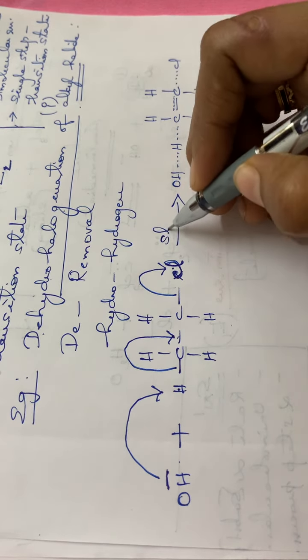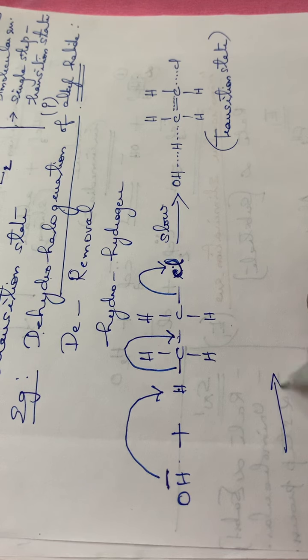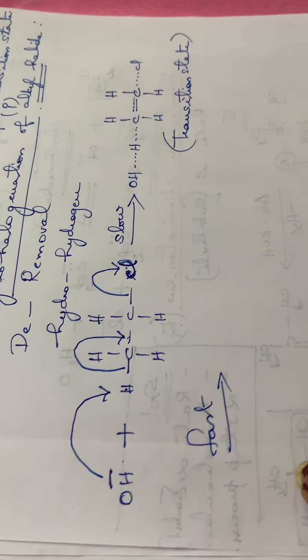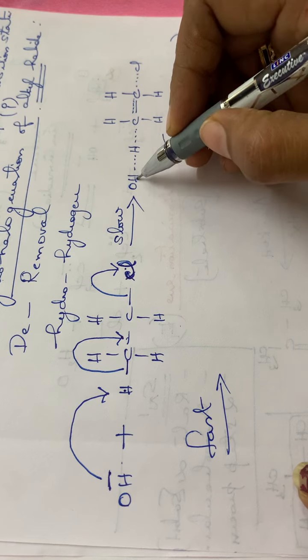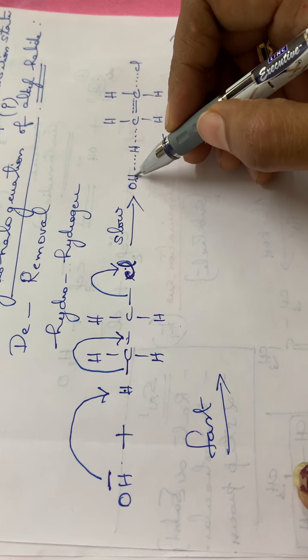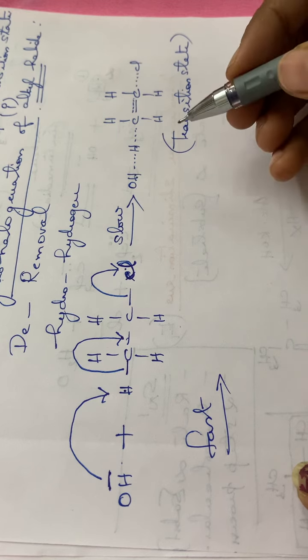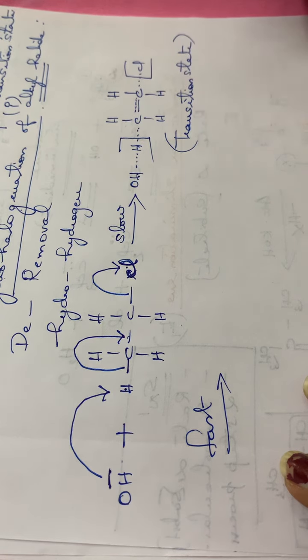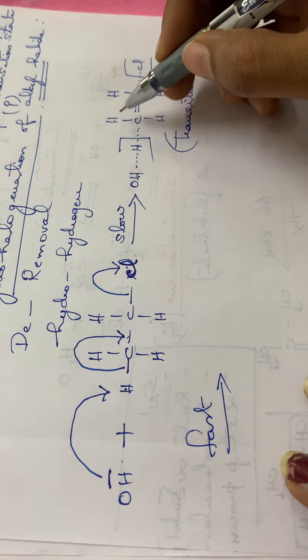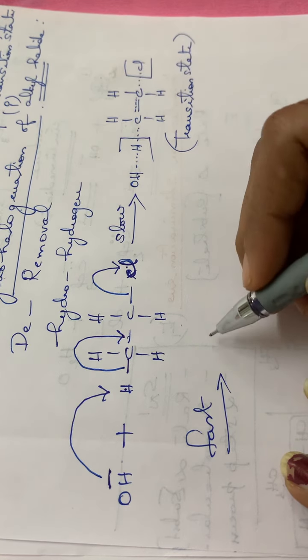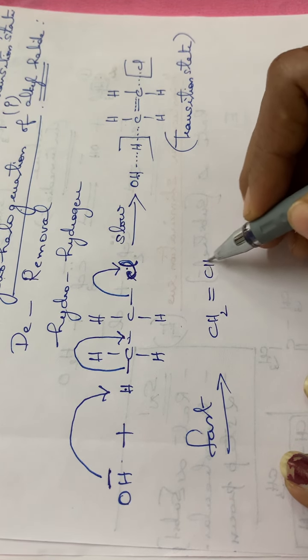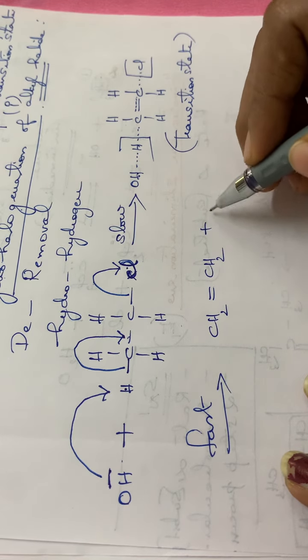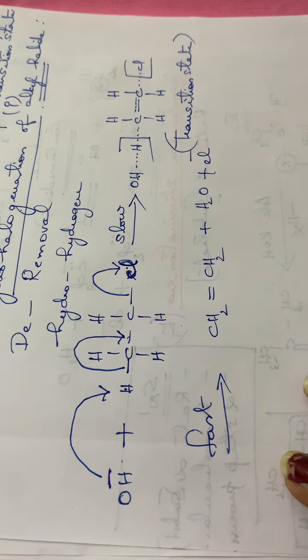And see here, this is a slow step. The next step is a fast step. Also, this H plus will be abstracted by this OH minus, and a water molecule will be eliminated. Then Cl minus will be eliminated, and here a double bond will be formed. So it becomes CH2 double bond CH2. The major product will be CH2=CH2 plus water molecule plus Cl minus. So this is the elimination reaction or dehydrohalogenation.